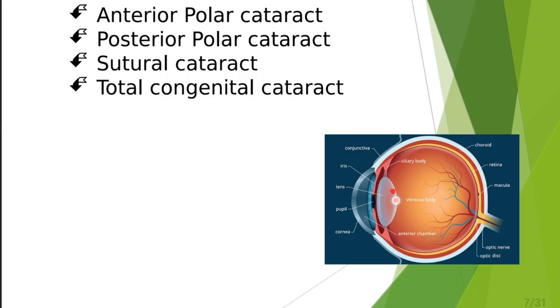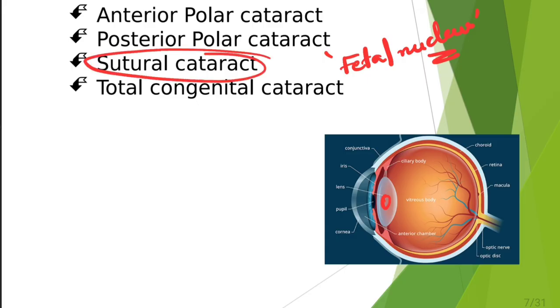And when the opacity is behind the lens, like at the posterior pole here, then we call it as posterior polar cataract. See, in sutural cataract, the opacity occurs along the inside of our lens. What is inside? The inside of the lens is called as nucleus. So the nucleus of the lens has got different parts. We have a part called as fetal nucleus. Here the fetal nucleus is getting the opacity. So that is what I call sutural cataract.